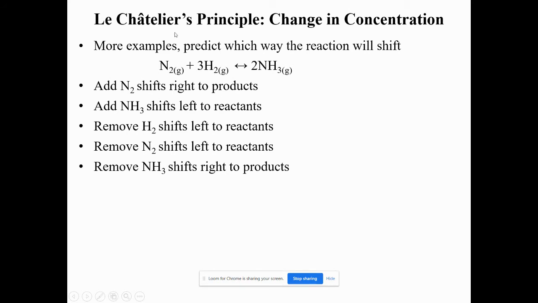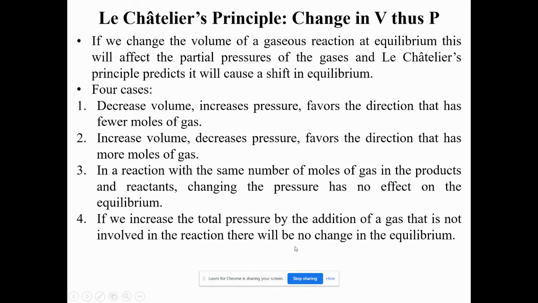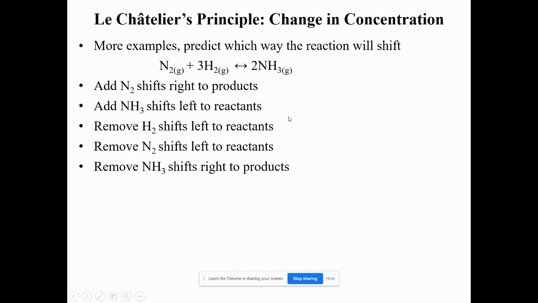Same thing with N2. If you remove N2, what's going to happen to your scale? Again, this side, the reactant side, would go up, this side would go down. To get back to equilibrium, what do you need to do? You need to go from products to reactants. From products to reactants.